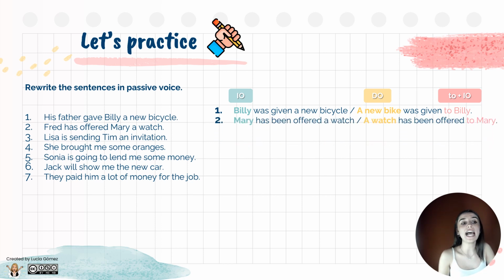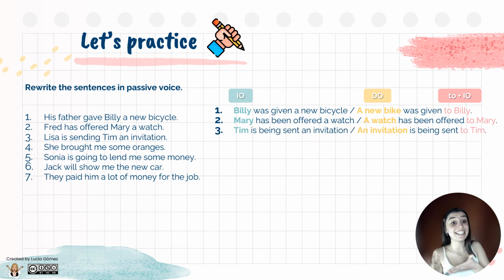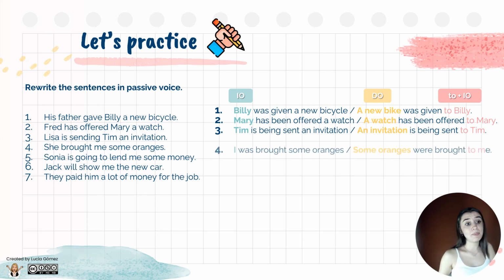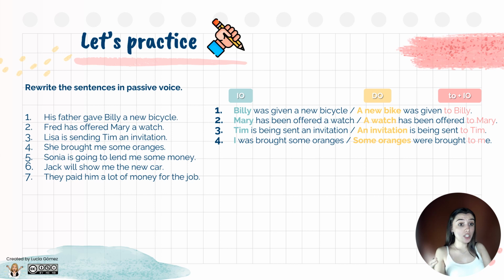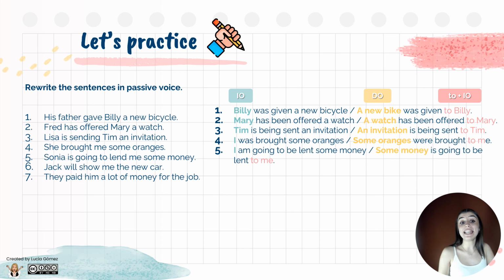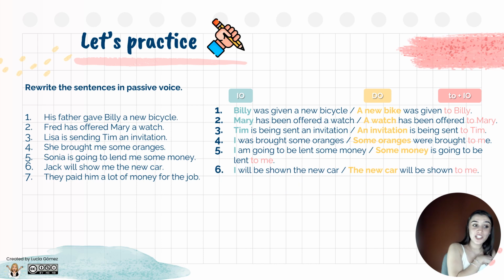So the second one, Fred has offered Mary a watch. I can say Mary has been offered a watch, or a watch has been offered to Mary. Remember that the two is compulsory. Lisa is sending Tim an invitation. Tim is being sent an invitation, or an invitation is being sent to Tim. She brought me some oranges. I was brought some oranges, or some oranges were brought to me. Then I am going to be lent some money, or the money is going to be lent to me. Then from the active, Jack will sew me the new car. I will be sewing the new car, or the new car will be sewn to me.